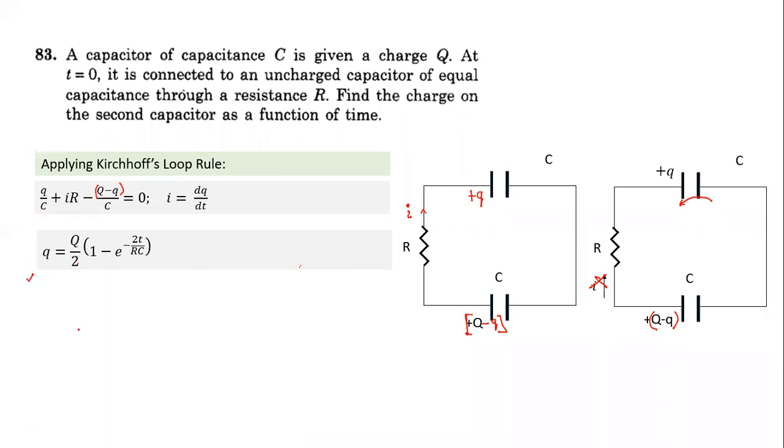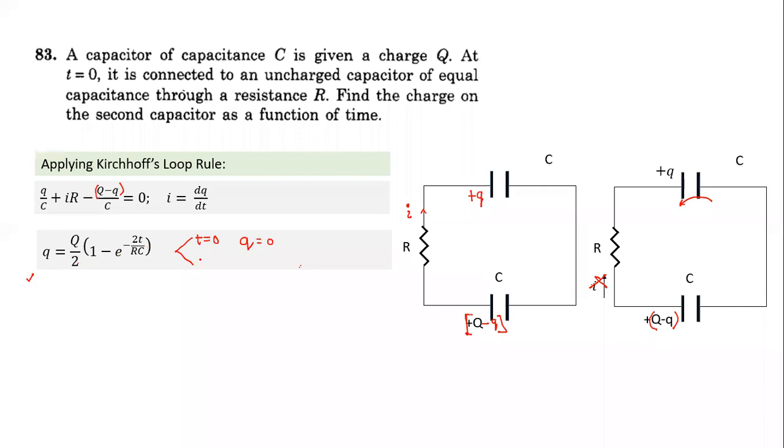And let's try and understand what this is. Does it make any sense? Whenever I look at the charge, I check two things. What is the charge at t equal to 0? At t equal to 0, this exponent becomes e to the power 0, which is equal to 1, so the charge is equal to 0, which makes sense.